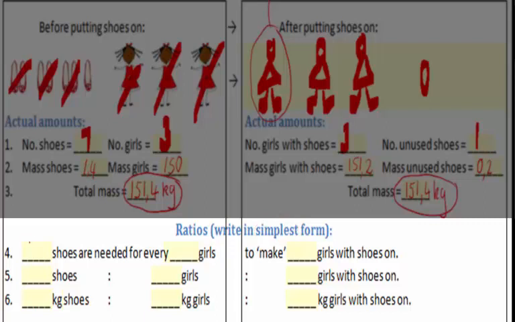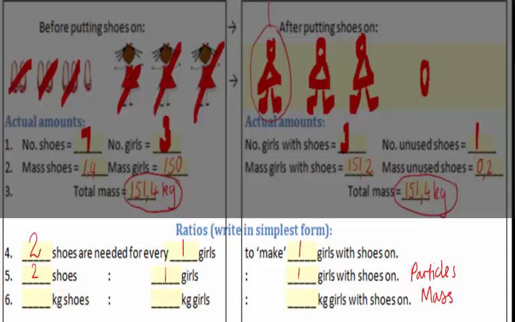So we know that 2 shoes are needed for every 1 girl to make 1 girl which has shoes on. That is the ratio of shoes to girls to girls with shoes. 2 shoes is to 1 girl is to 1 girl with shoes on. That's a particle ratio, because shoes and girls are particles. Now let's convert the particle ratio into a mass ratio.